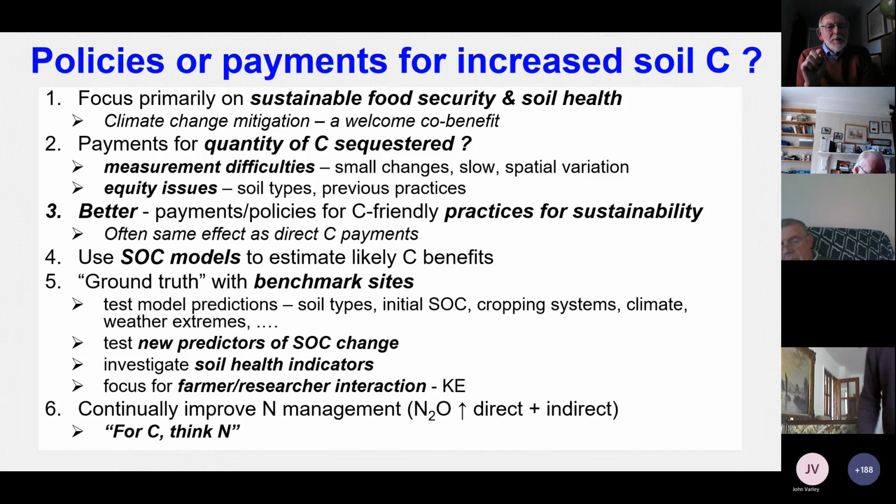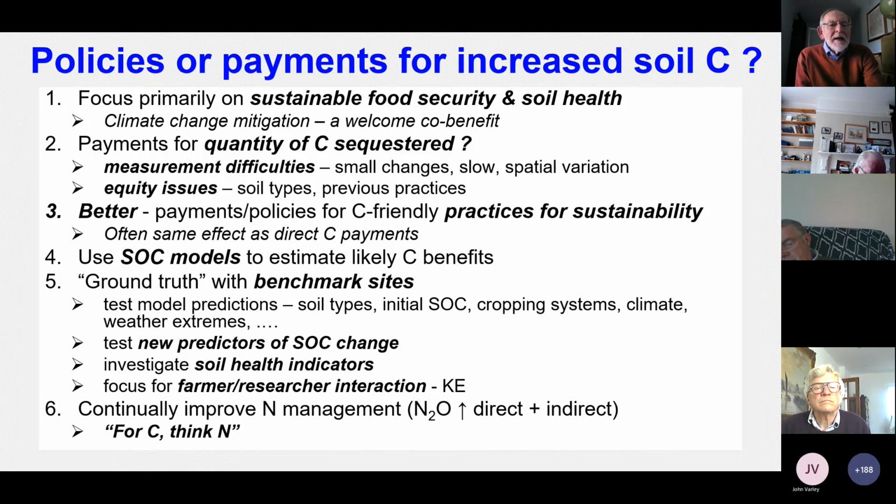So all the things that we can do to increase organic matter and carbon in soil will help that. It will make the soils more resilient. So that's great. And that should be, I suggest, our primary focus. There will be some climate change mitigation there, and that's a really welcome co-benefit. But I think we shouldn't see it as the primary goal of looking at soil carbon.